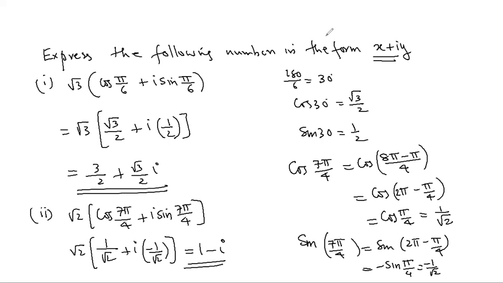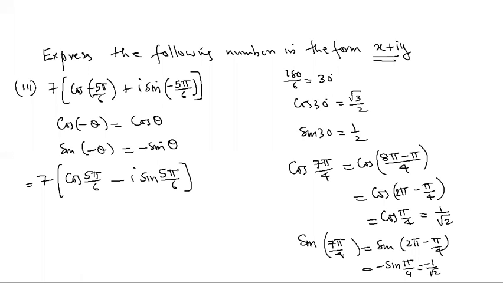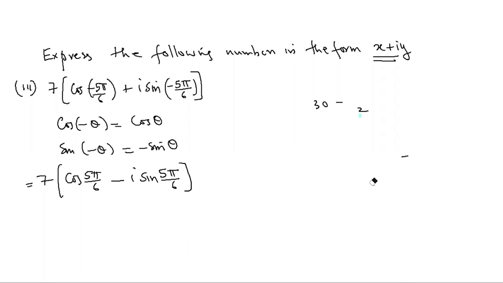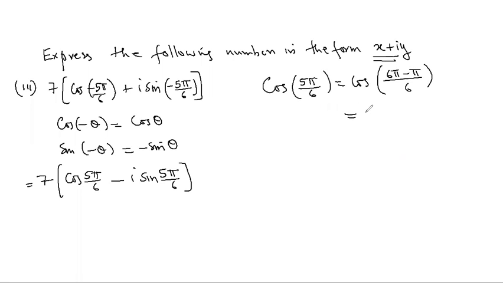Yes, sir. So now I'm pausing. I want you to do your own problem. Use the same method. 6 multiple is 6 only. 5 pi should be written as 6 pi minus pi. Cos of 6 pi minus pi, that is cos of pi minus pi by 6. In second quadrant, cos is negative, so minus cos pi by 6.